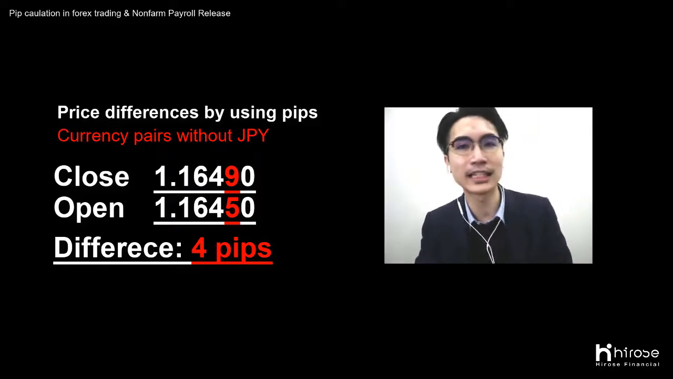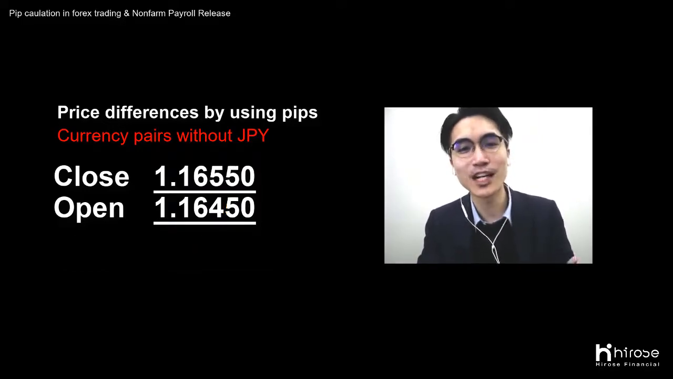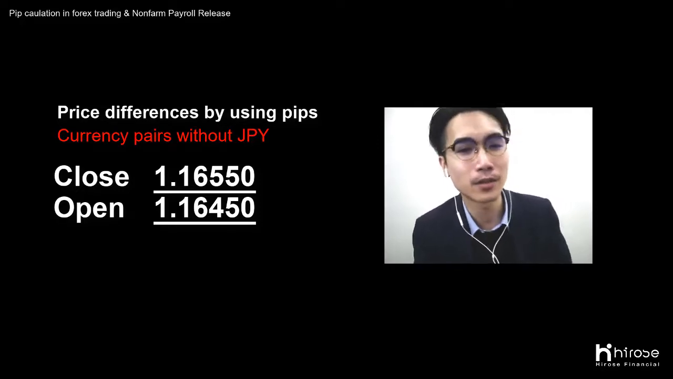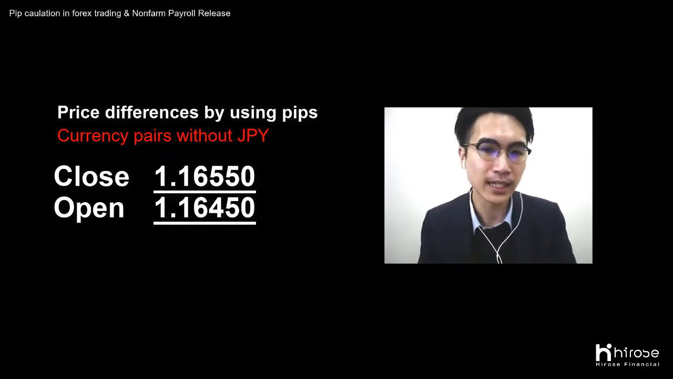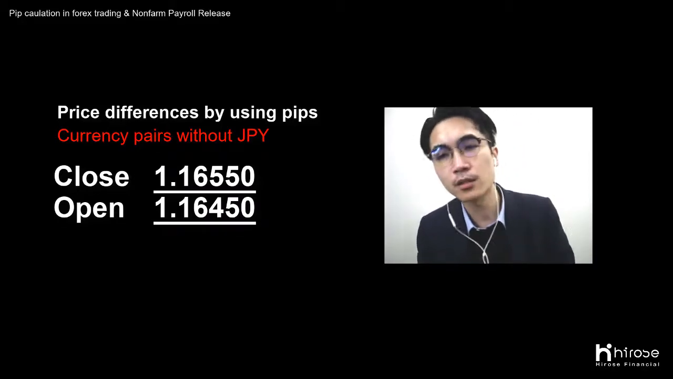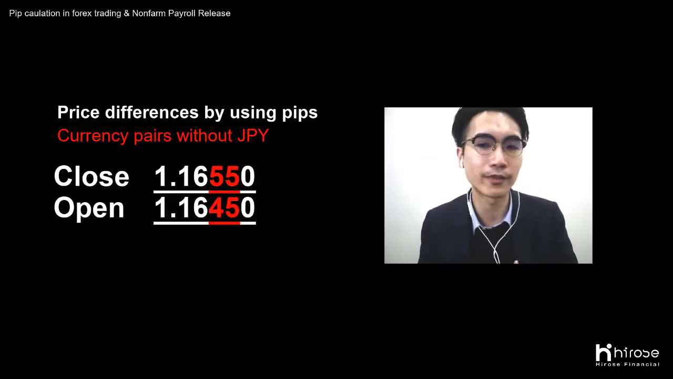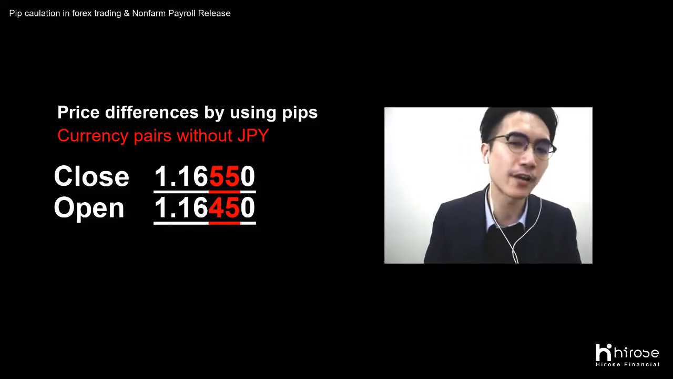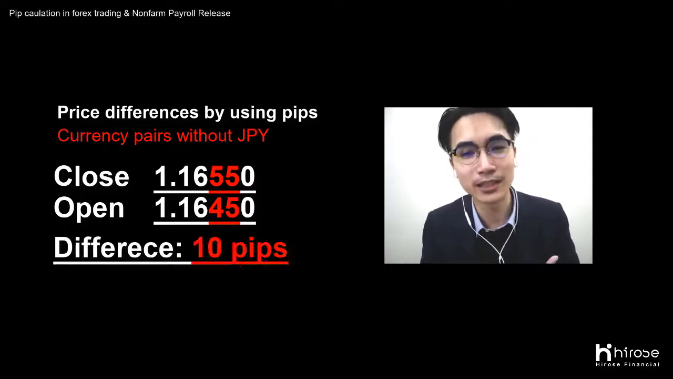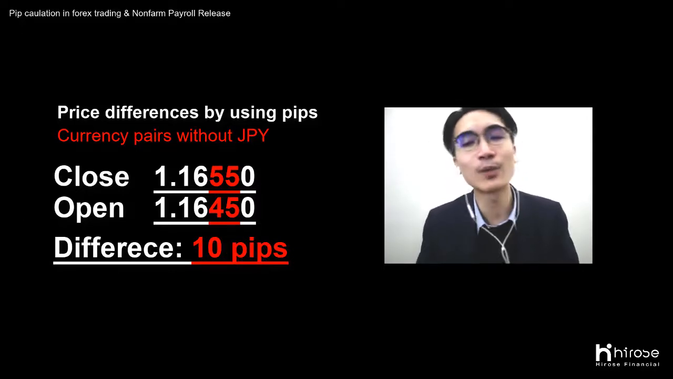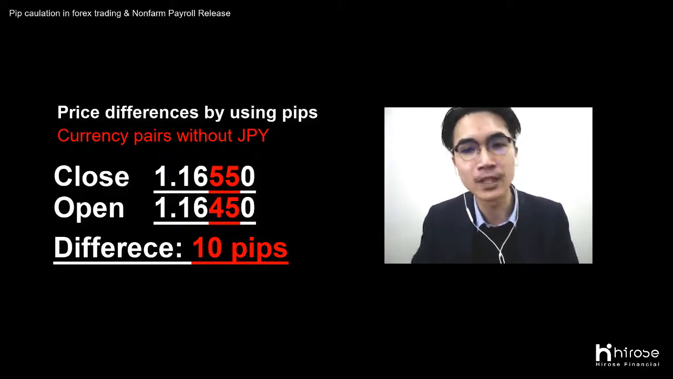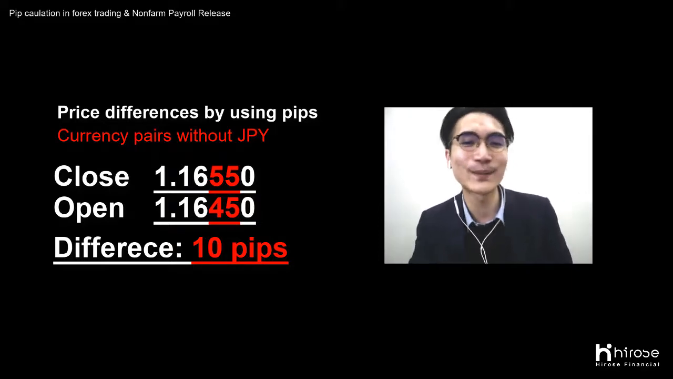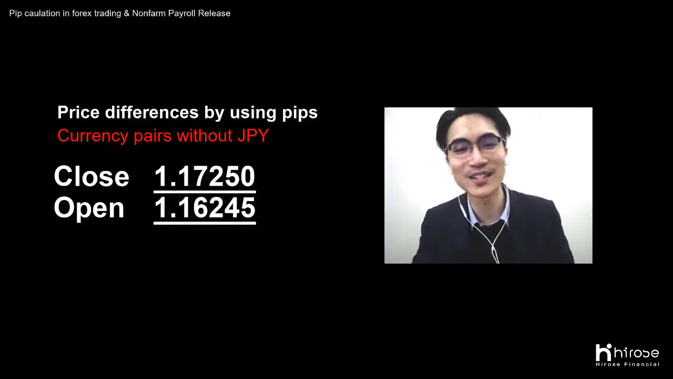It's a really simple calculation. Let's take a look at another example. We are still looking at the euro and US dollar. In this example here, the price of open is this much, and the price of close is this much here. Again we are calculating from the second last digit of the number. So 55 minus 45, the difference here is 10. So now we know that the price difference between open and close is 10 pips here.